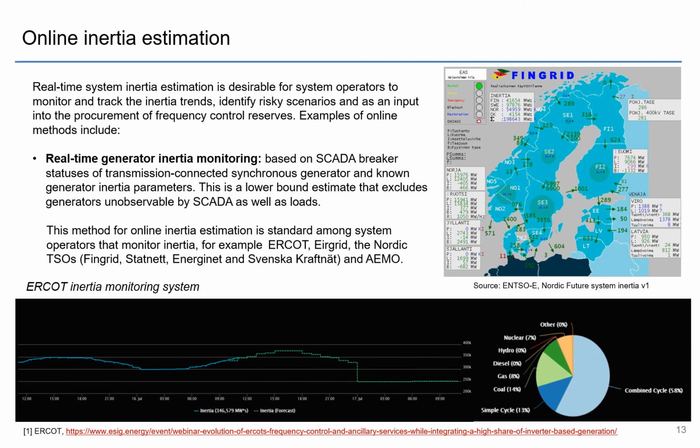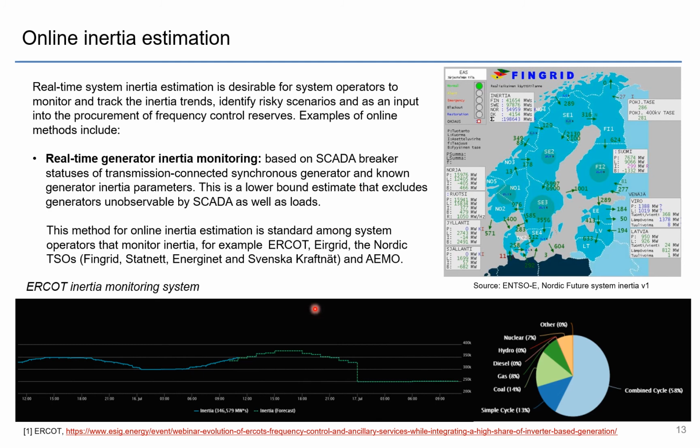There are some examples of online methods. So the most common online method is basically just the summation of generator inertia. So in the SCADA system, you know your breaker status of all your transmission connected synchronous generators, and you generally know their inertia parameters, or you can at least estimate their inertia constant H. So this is like a lower bound inertia estimate and excludes all the generators that are unobservable from SCADA as well as any load inertia. This is fairly standard among system operators.